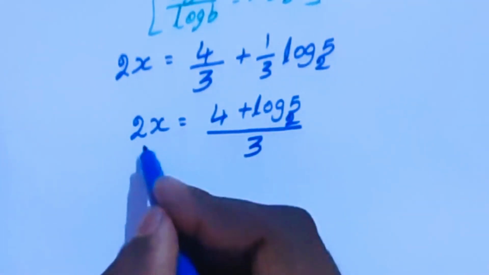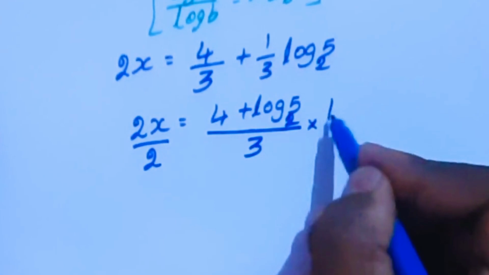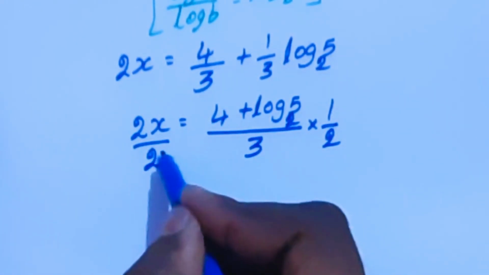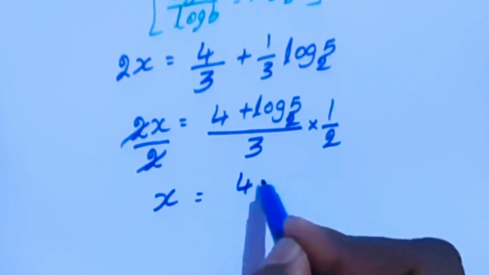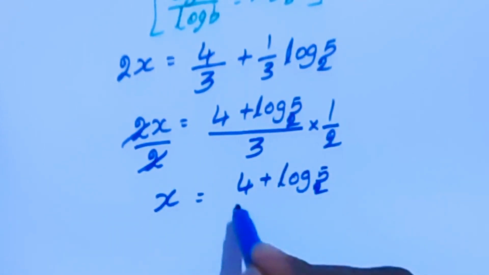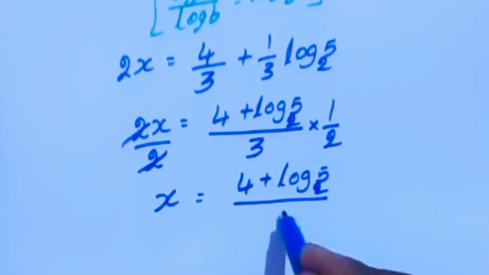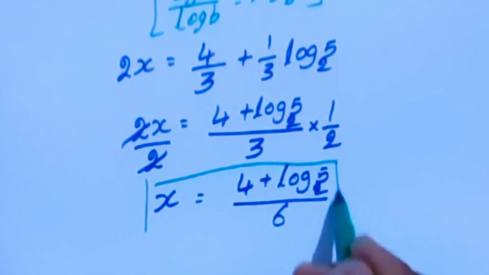Now we are going to divide by 2 on both sides. So here 1 by 2. Now this 2 cancels this. So we have x equals (4 plus log 5 base 2) whole divided by 3 times 2, which is 6. This is the x value.